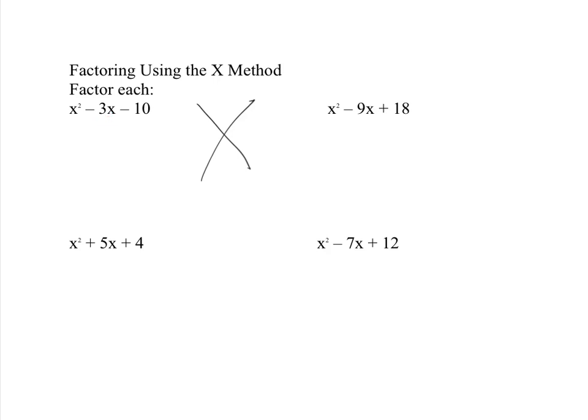For the product, we will label this as P. Let's do it in a different color here for you. And then this will be our sum. So for the product, we put in -10. This is our product. Our sum is going to be -3, this coefficient. Now, again, the product is what we're going to use to find two numbers that multiply to be -10, but then add to be -3.